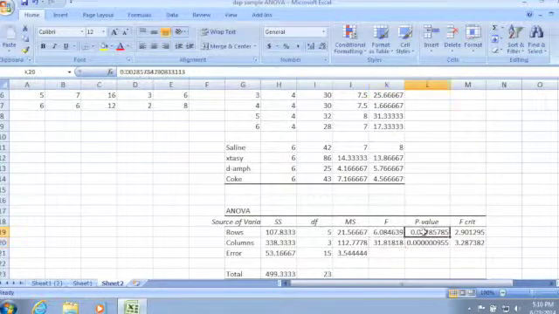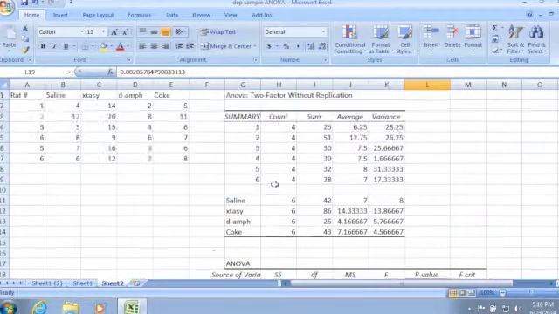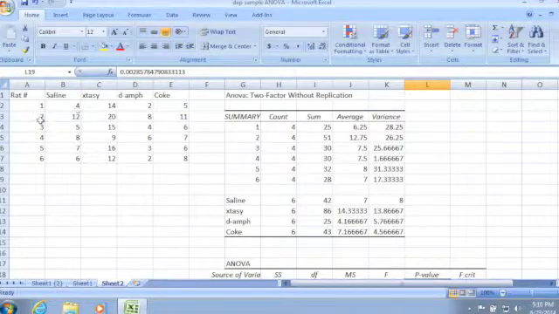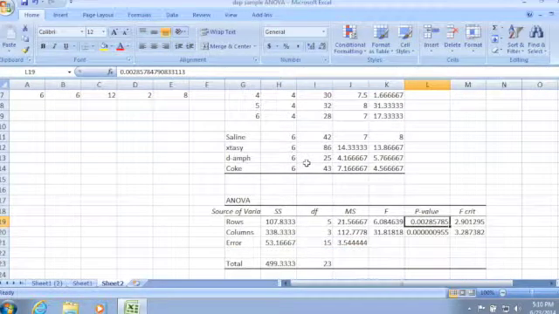Now, the columns is equal to between. What is rows? Well, rows tells us that rat 1 was different than rat 2, was different than rat 3, was different than rat 4. And we already know that. And this analysis, this F, tells us that fact.